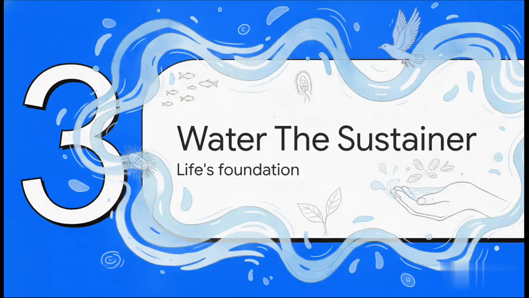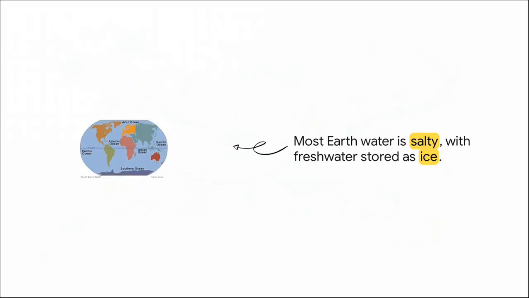Which brings us to Section 3, water, the ultimate sustainer. We constantly call Earth the blue planet because water covers the globe, but there's a huge catch. The vast majority of the water on our planet is actually salty ocean water. The crucial fresh water that all land-based life relies on is severely limited. And incredibly, most of that precious fresh water isn't even flowing in rivers or lakes. It's locked away, stored as solid ice in massive glaciers and polar ice caps.